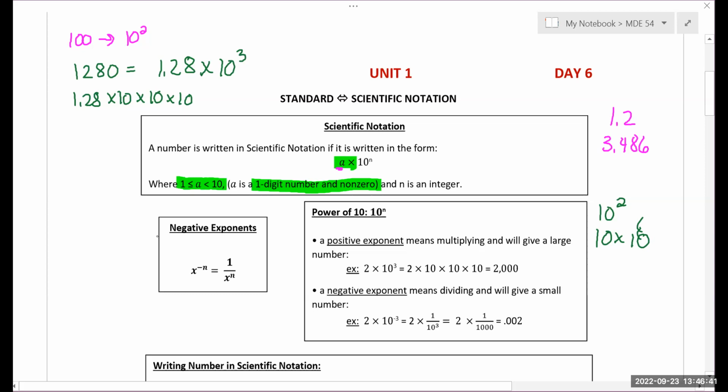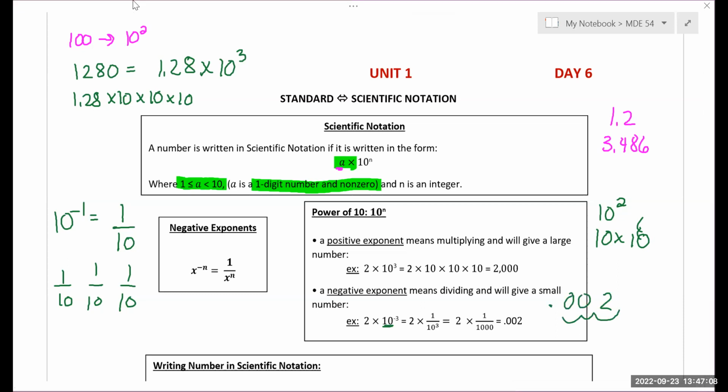Now, if you have a negative exponent, that means divide. You're dividing by 10. So 10 to the negative third, for example, would be 1 over 10 cubed, or 3 1 over 10s. And we also talked about this in the metric unit. That moves your decimal 1, 2, 3 to make it a smaller number. So you would get that 0.02.